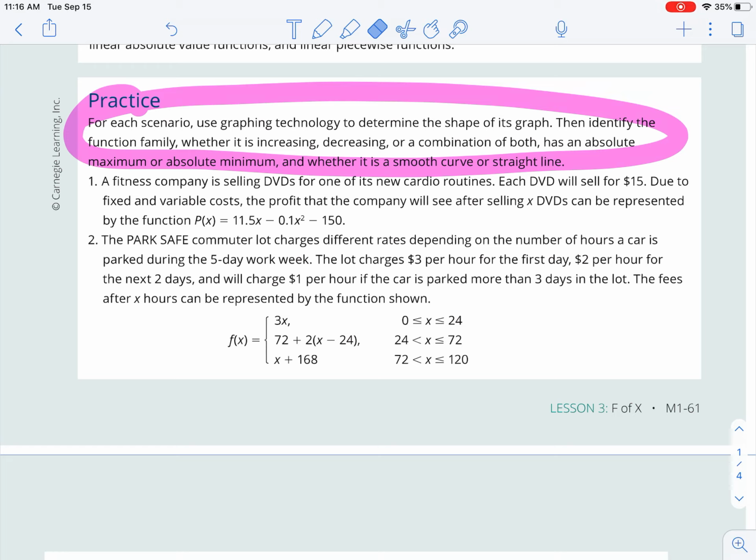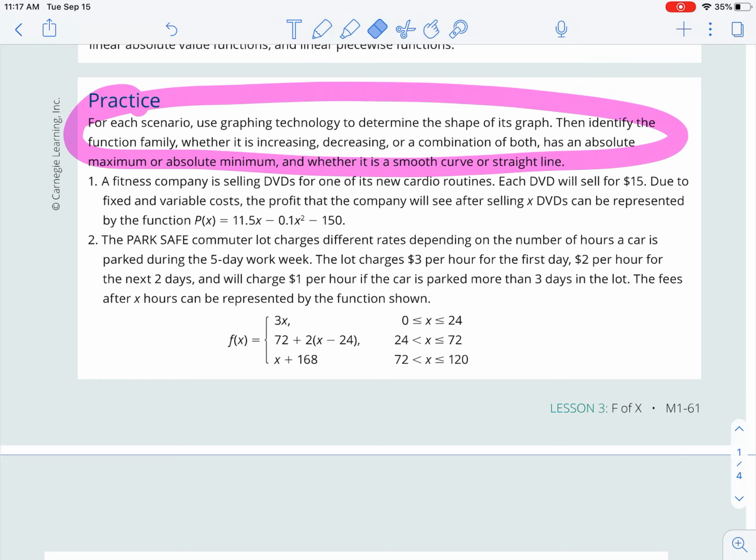Okay, practice 3 and 4. Practice says, for each scenario, use graphing technology to determine the shape of its graph. Then identify the function family, whether it's increasing, decreasing, or combination, has an absolute max or minimum, and whether there's a smooth or straight curve or line.